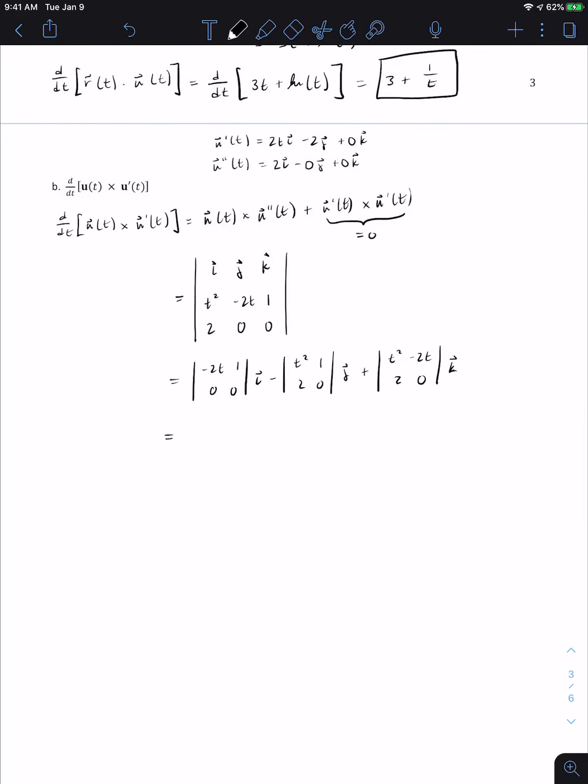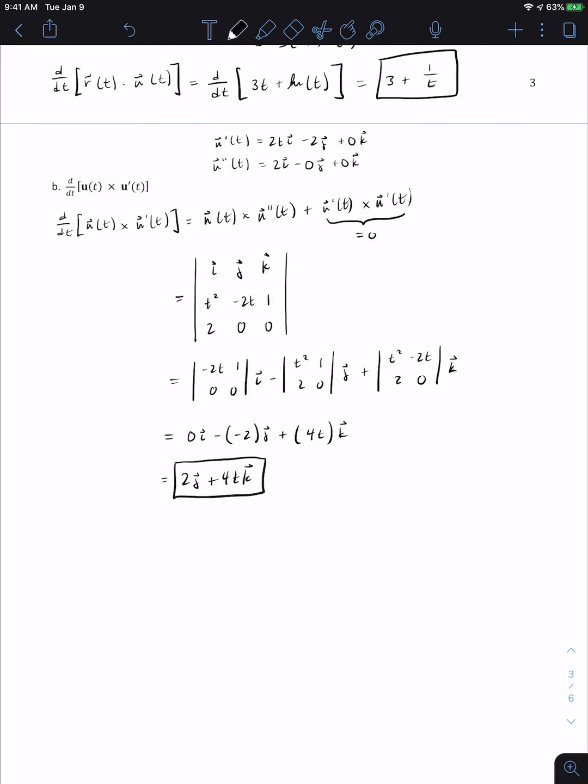When I do this first determinant, I get 0, so this is 0i minus, when I do the second determinant, I get negative 2j. Then when I do the third one, I end up getting minus negative, so plus 4t k. So this one ends up being 2j plus 4tk, another vector valued function, as we expected, because the cross product of two vector valued functions is a vector valued function.